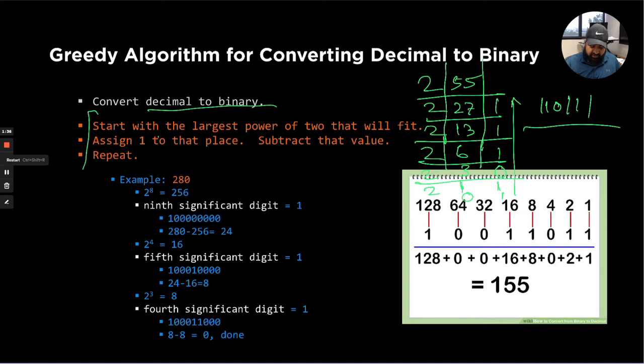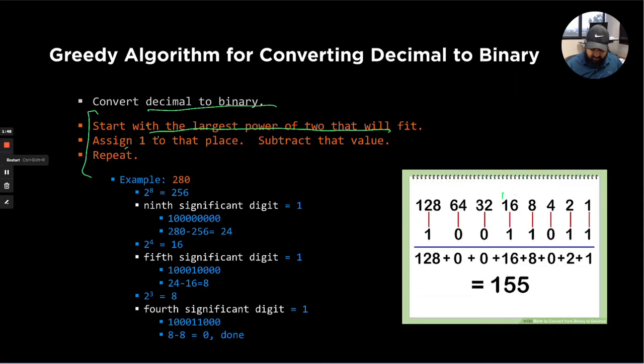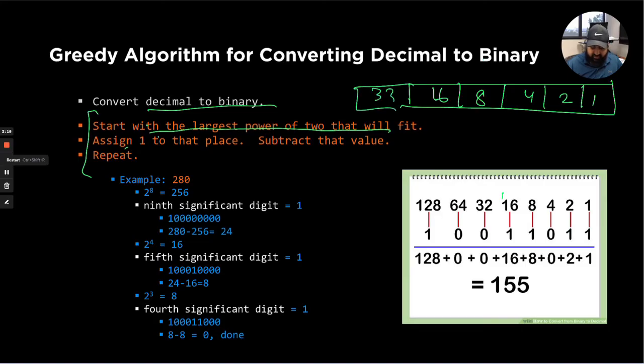Like how you do it using a greedy paradigm is you start with the largest power of 2 that will fit that number. And how you can determine this largest power of 2 is you can pre-compute the powers of 2 and store them in a map or in an array, which would look like this: 1, 2, 4, 8, 16 and so on, a really large array consisting of these different powers of 2.